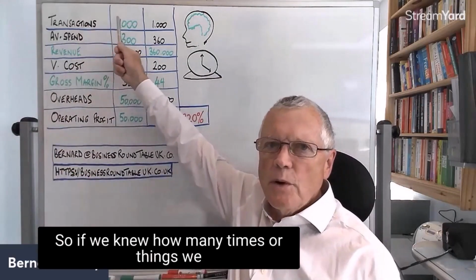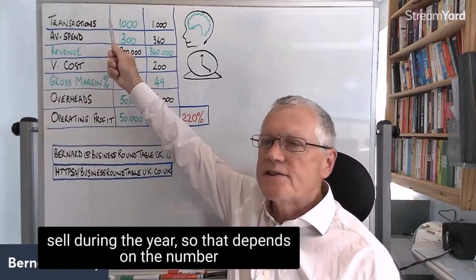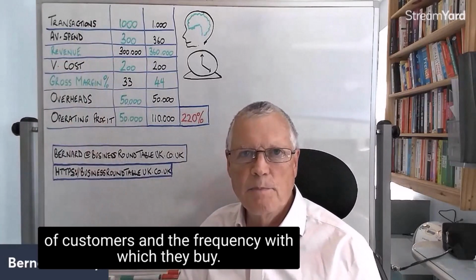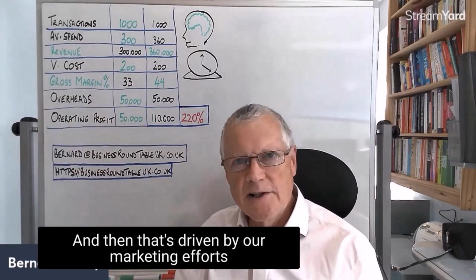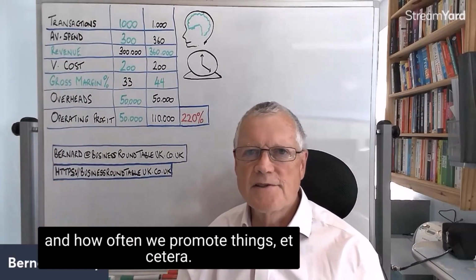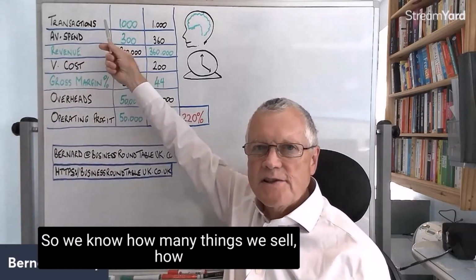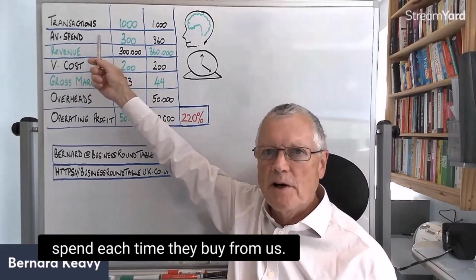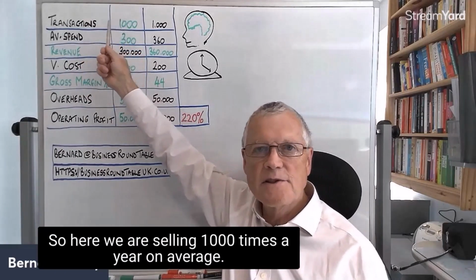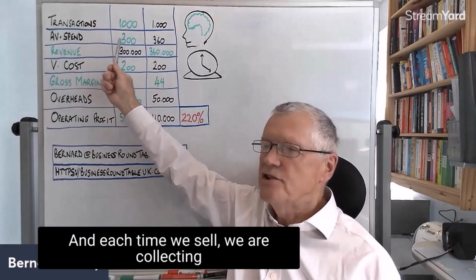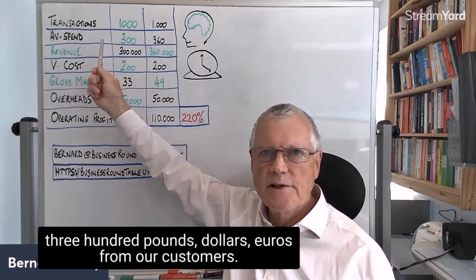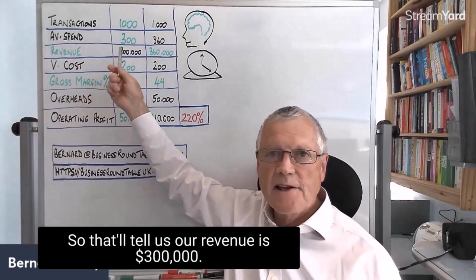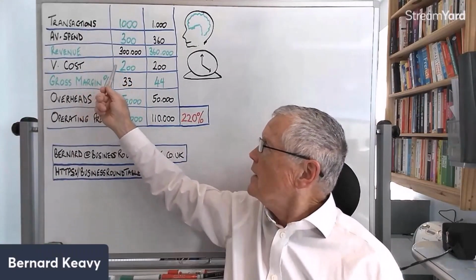So if we knew how many times or things we sell during a year, that depends on the number of customers and the frequency with which they buy, and then that's driven by our marketing efforts and how often we promote things, etc. So we know how many things we sell, how frequently, and we know how much on average people spend each time they buy from us. So here we're selling 1,000 times a year on average, and each time we sell we're collecting £300, dollars, euros from our customers. So that'll tell us our revenue is 300,000.